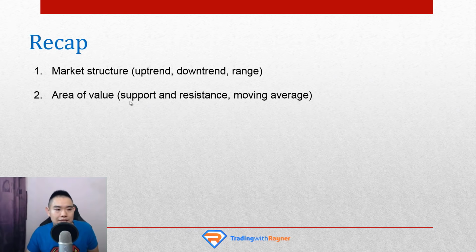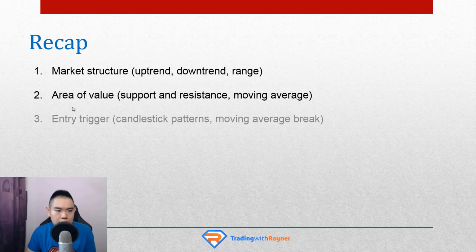So next thing we covered is area of value. And this is important because just because the market is in an uptrend doesn't mean you want to blindly hit the buy button, because the market could be overbought, it could be getting ready to make a pullback or a complete reversal. So this is why we want to be trading from an area of value. This could be things like support and resistance or moving average. So for example, if the market is in an uptrend, we want to be looking to trade at support, around support area.